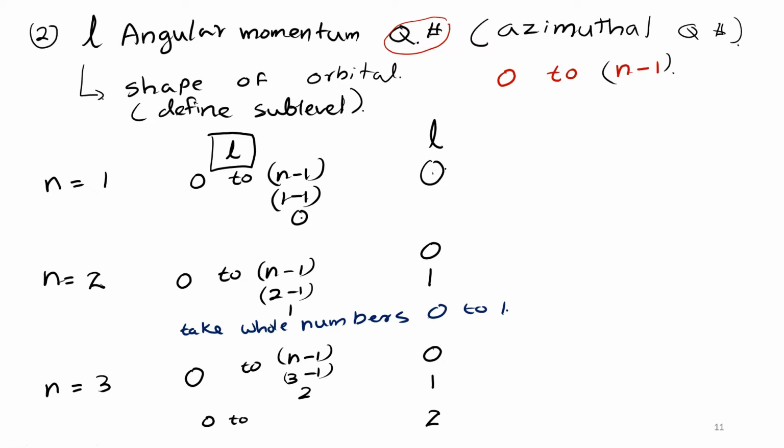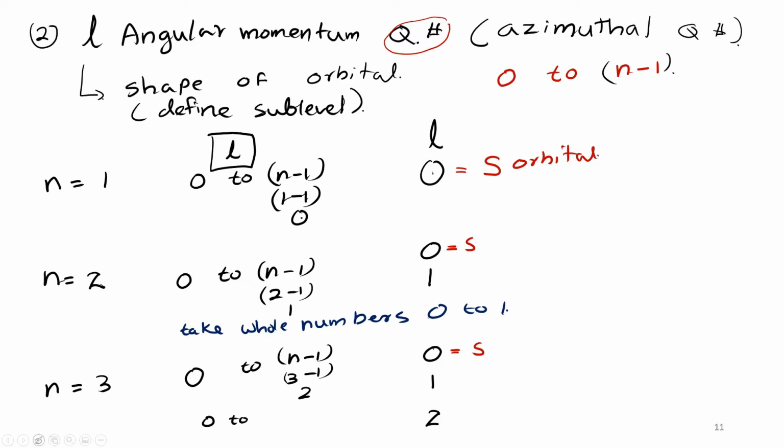All right. Now, when L is 0, we define it as the s orbital. So every time you have a 0, that is an s orbital. So it can define spherical shape. So now it's like you are learning codes. We are going to identify electrons using certain codes.